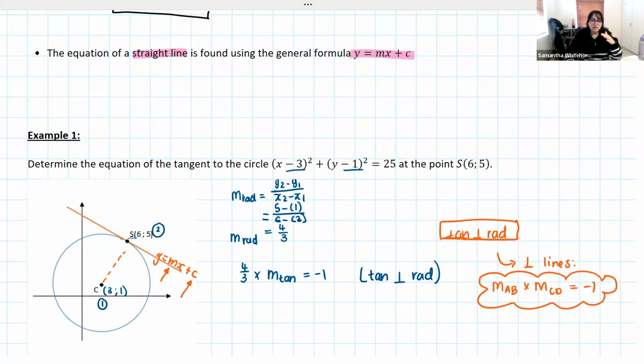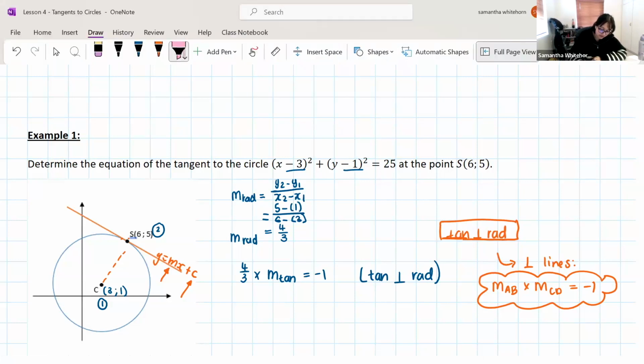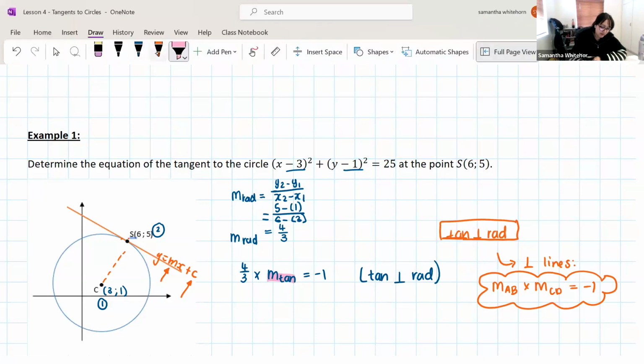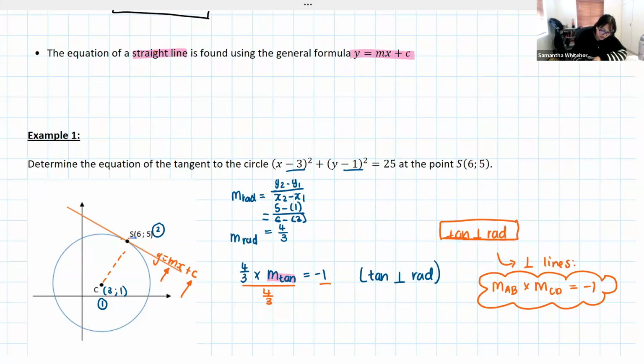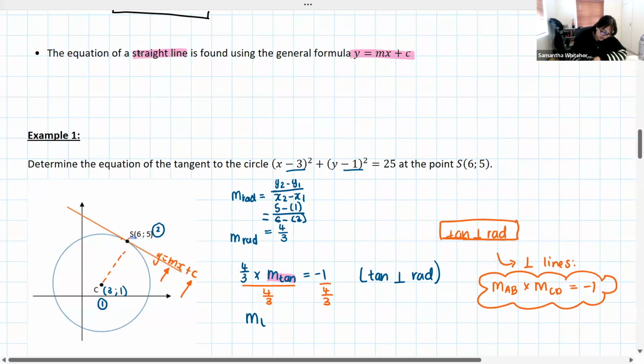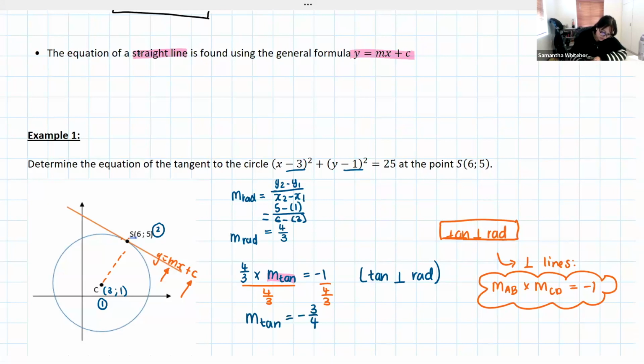How you choose to do this now is completely up to you. I'm going to show you how to solve the equation, but I'll show you what the trick is now. You want to solve for the gradient of your tangent. So you need to get rid of the 4 over 3 being multiplied by it. Inverse operations tells me to divide both sides by 4 over 3. So you're actually just saying -1 divided by 4 over 3, and so you get the gradient of your tangent to be -3 over 4.